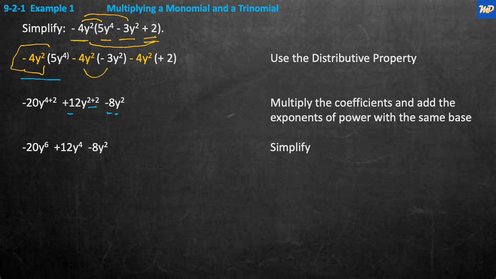So when we simplify all of this, including the exponents, we're going to get negative 20y to the sixth. We're going to get positive 12y to the fourth because 2 plus 2 is 4. And finally we get negative 8y squared.